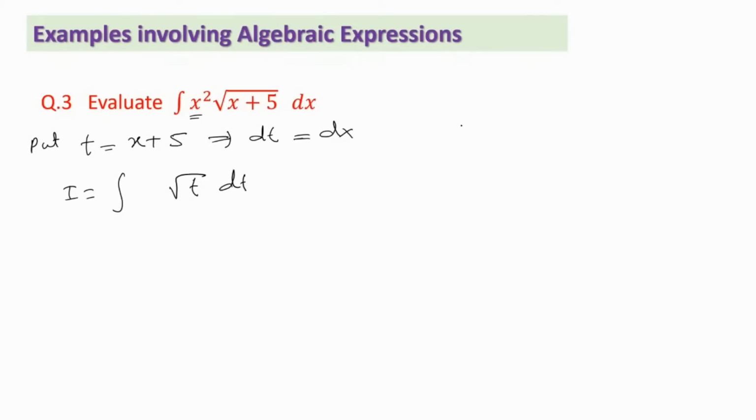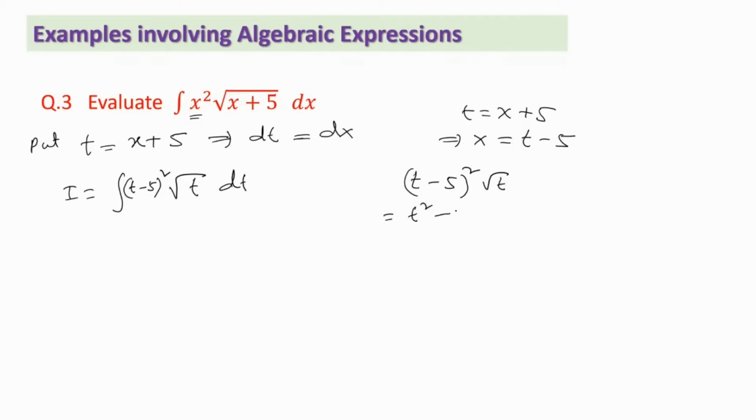So from here we need to check it. t is equal to x plus 5, so this implies x is equal to t minus 5. Here we will write (t minus 5) whole squared dt. So we first have to simplify this: (t minus 5) whole squared times square root of t.